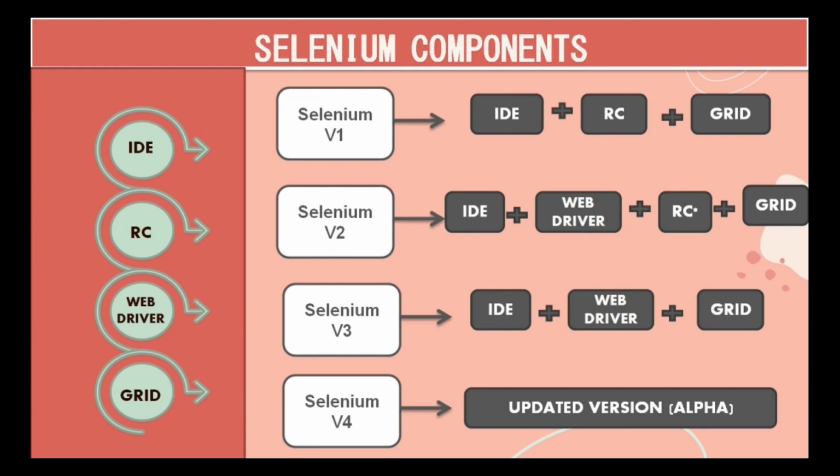Now you must be thinking, why are WebDriver and RC both present here in version 2? Because the WebDriver was in the development phase and they were trying to implement it. That is the reason why we have in Selenium version 2 the IDE, the WebDriver, the RC and the grid. In Selenium version 3, we had the IDE, WebDriver and grid. Here you see that the RC was completely deprecated and we only have the WebDriver. Currently we have Selenium version 4. It has many new features, and it is still in development.